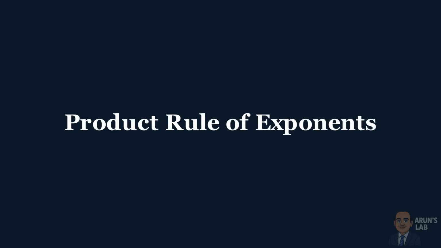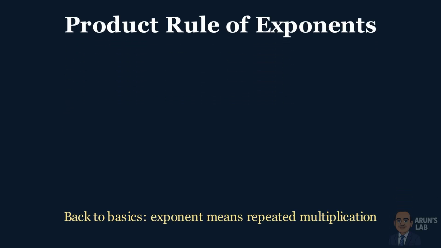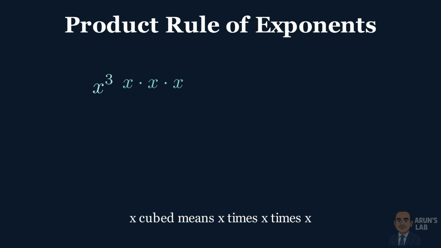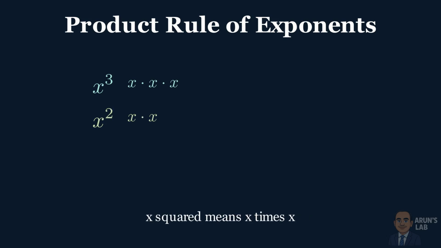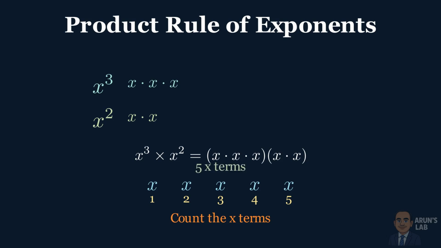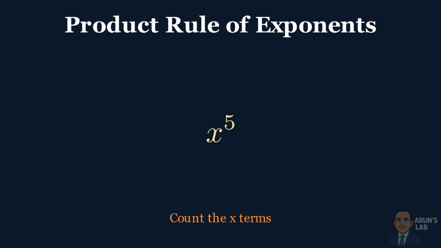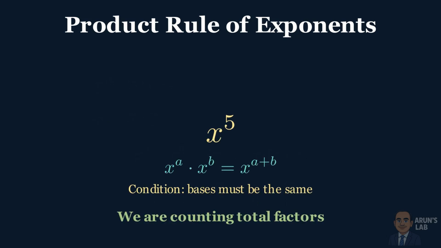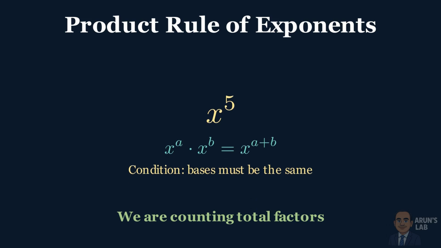Let's go back to the basics. Exponent means repeated multiplication. What does x cubed mean? x times x times x. x squared means x times x. Now multiply x cubed times x squared: x times x times x, times x times x. Count how many x's: 1, 2, 3, 4, 5. So we get x to the power 5. That's why exponents add. This rule is named the product rule.